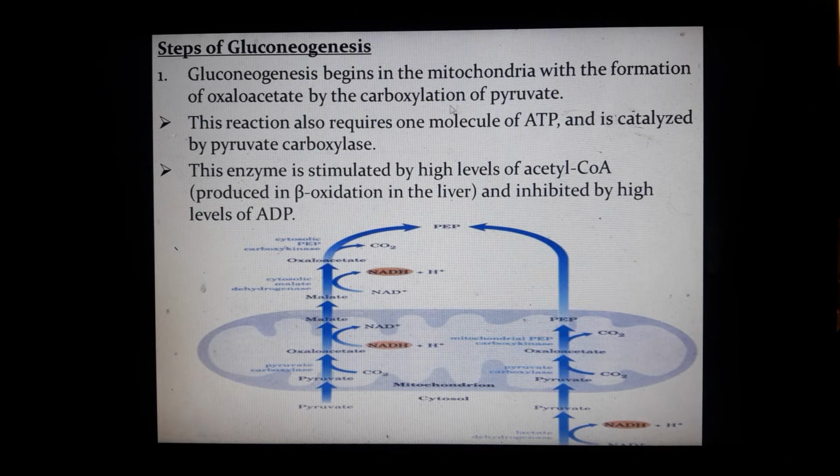So take note of the conversion of your pyruvate. Take note, pyruvate is a product of glycolysis, so gluconeogenesis is the reverse. From pyruvate to oxaloacetate, the process is known as carboxylation. The enzyme involved is pyruvate carboxylase. The enzyme is stimulated by high levels of acetyl-coenzyme A produced in beta oxidation in the liver.